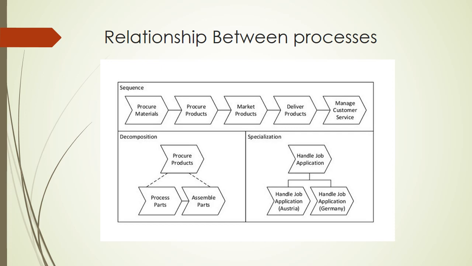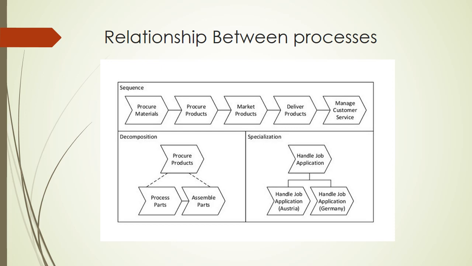For a process architecture, we can distinguish three types of relationship between processes: sequence, decomposition, and specialization. The first relationship is sequence. This relationship describes that there is a logical sequence between the two processes. Sequence is also referred to as a horizontal relationship. For instance, processes can be in a customer-producer relationship. This means that one process provides an output that the other process takes as an input.